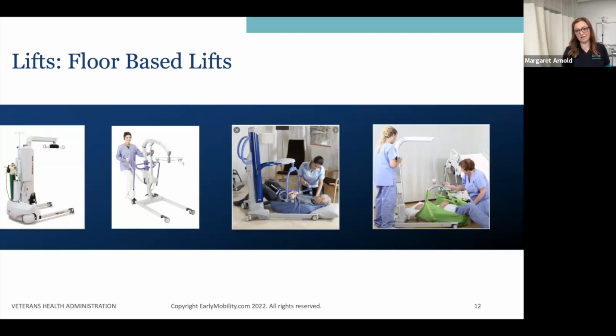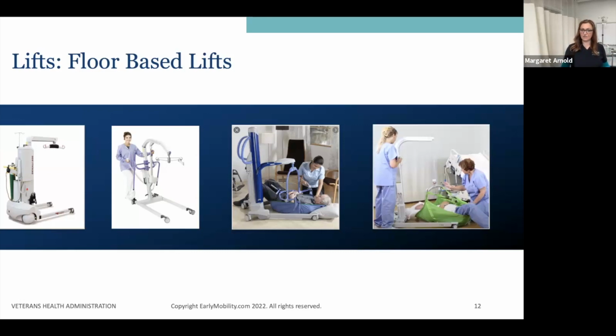So whenever you are considering a floor-based lift for your unit or your facility, bring the lifts in and trial them with the beds that you have in your facility. If you're considering getting new patient beds, make sure that the lifts you have that are on the floor are able to fit under the frame of the bed. Otherwise, you can end up with an incompatibility issue.